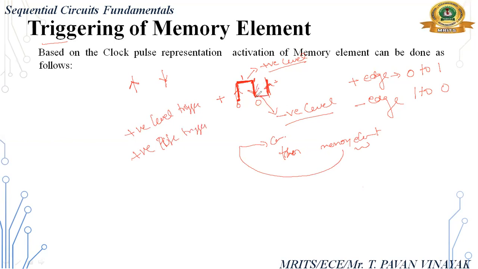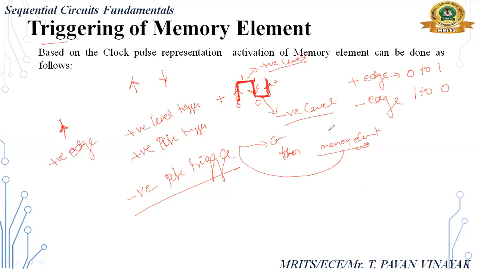Suppose whenever a negative level is given to the memory element, then the memory will transfer the data to the combinational circuit. We call it negative level or negative pulse triggering. Suppose whenever a positive edge is received by the memory element, then it transfers the data. Then we call it positive edge triggering.